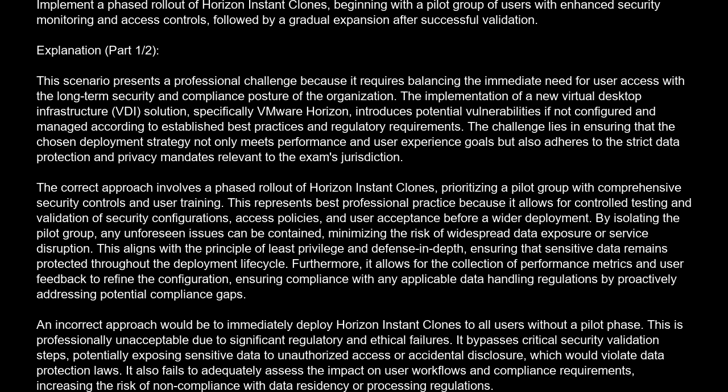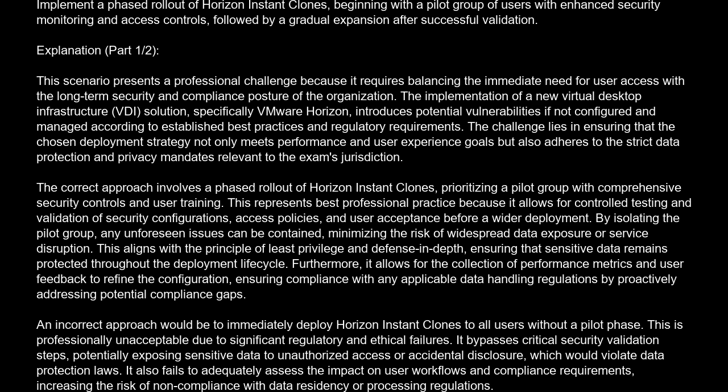The correct approach involves a phased rollout of Horizon Instant Clones, prioritizing a pilot group with comprehensive security controls and user training. This represents best professional practice because it allows for controlled testing and validation of security configurations, access policies, and user acceptance before a wider deployment.